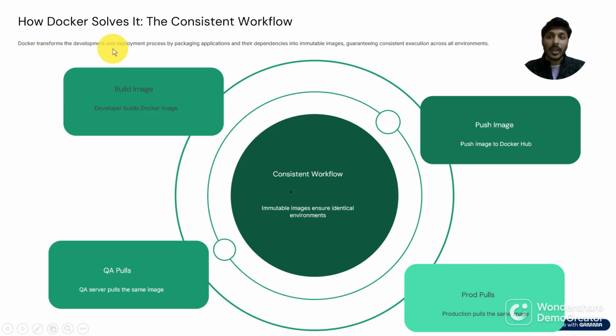Docker transforms the development and deployment process by packaging applications and their dependencies into immutable images, guaranteeing consistent execution across all environments. This means Docker is going to package your whole application along with the dependencies and the whole environment you currently have on your local machine. These are packaged into something we call a container.